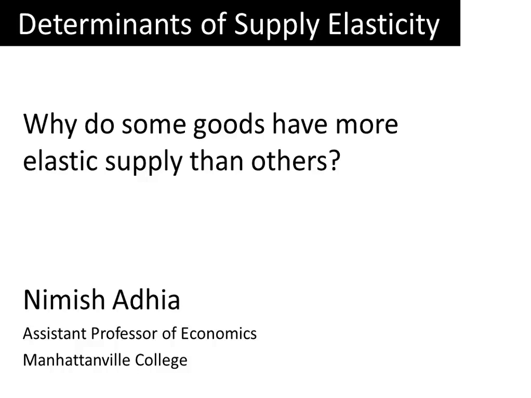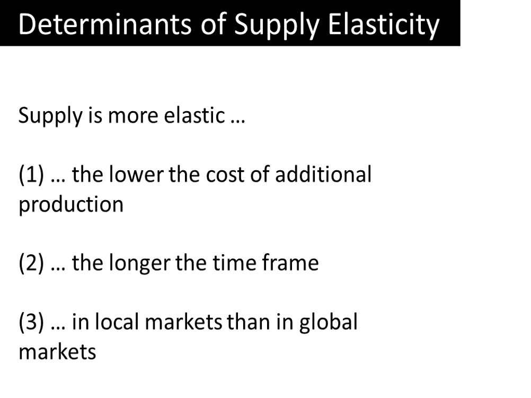Why do some goods have more elastic supply than others? In other words, what determines supply elasticity of a good? Well, there are three determinants. Supply is more elastic the lower the cost of additional production compared to previous production. Supply is also more elastic the longer the time frame over which supply responsiveness is measured. And lastly, supply is more elastic in local markets than in global ones.